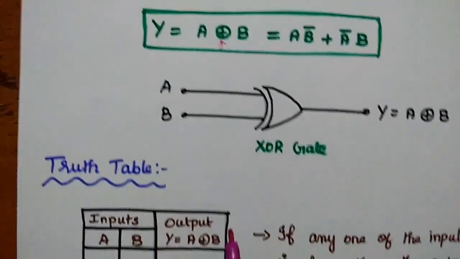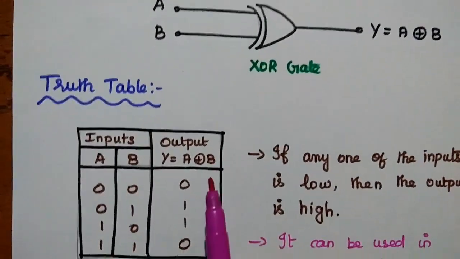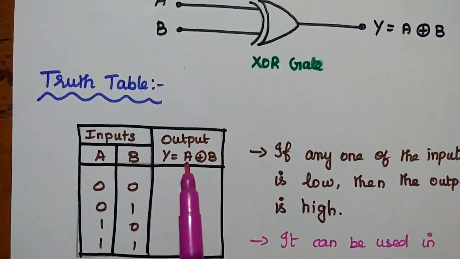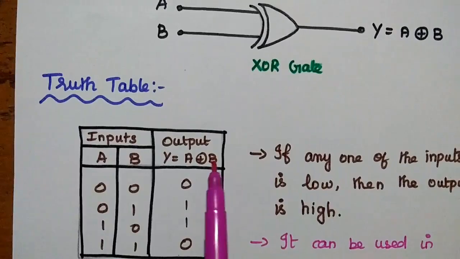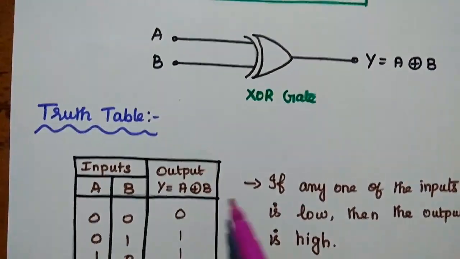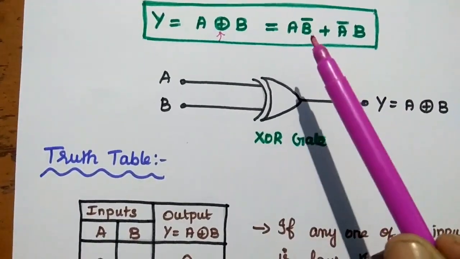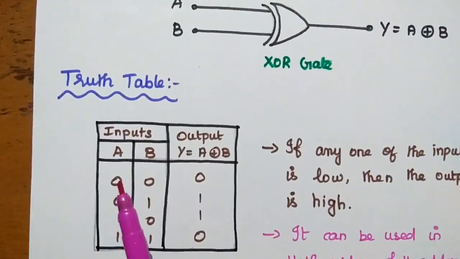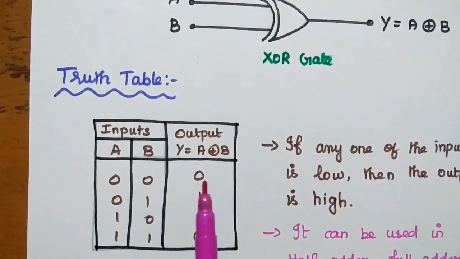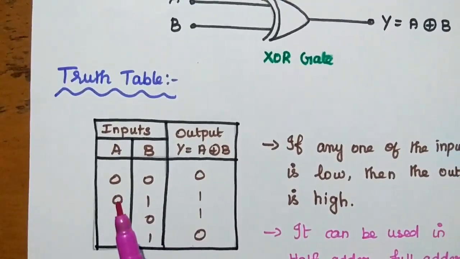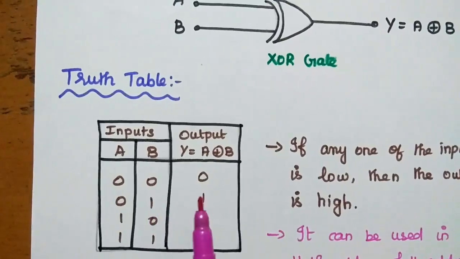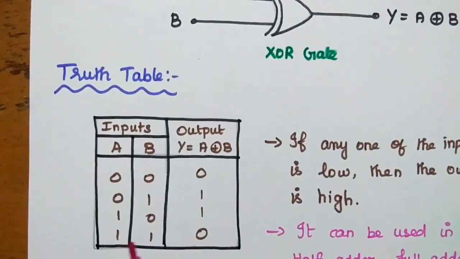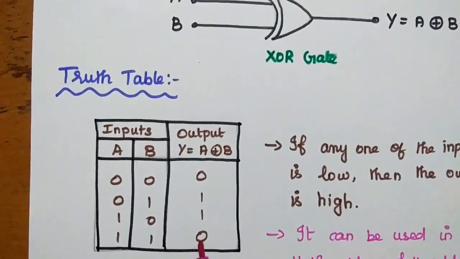The truth table for this is given like this. So inputs are A and B. Output Y is equal to A XOR B. This A XOR B is nothing but A B bar plus A bar B. So here 0 XOR 0 becomes 0. 0 XOR 1 is equal to 1. 1 XOR 0 is equal to 1. 1 XOR 1 is equal to 0.